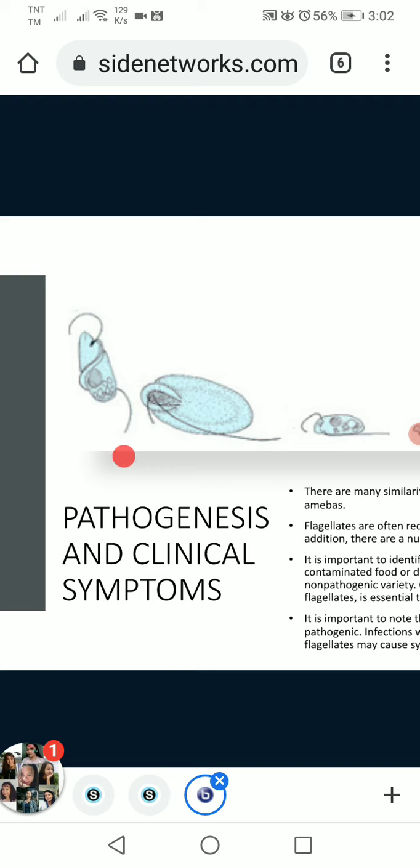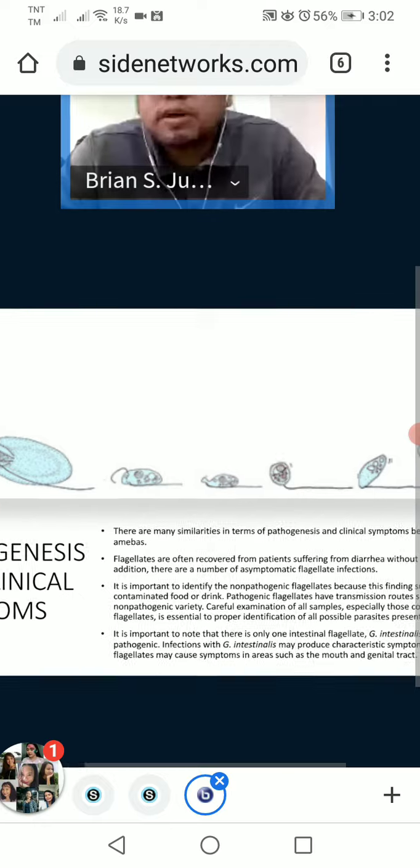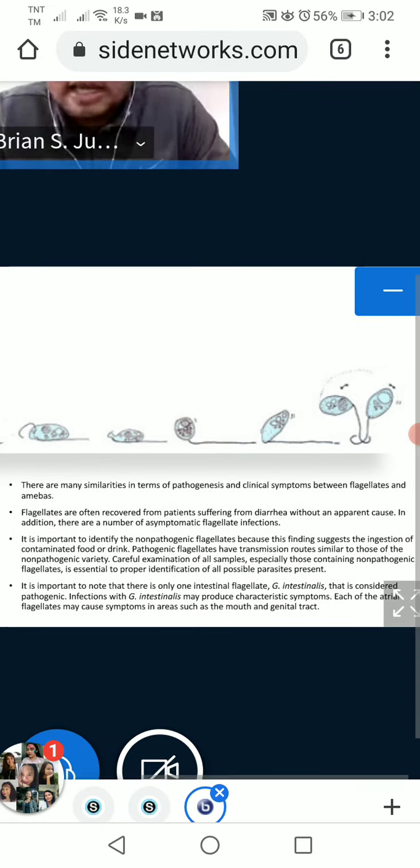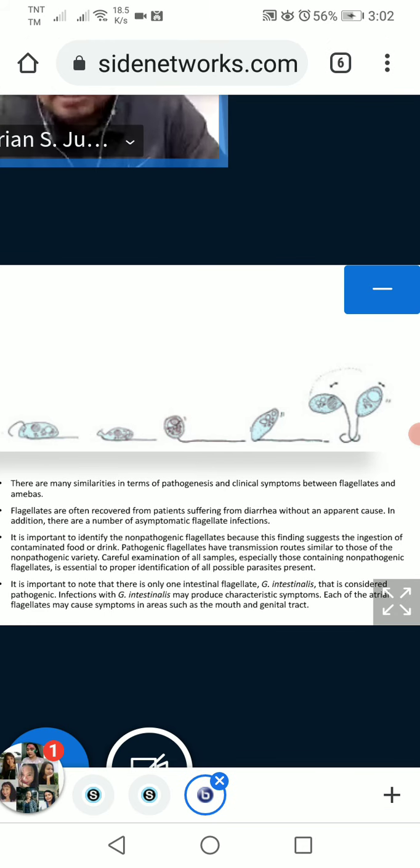Okay? So, pathogenesis and clinical symptoms. Pareho sila almost ng pathogenesis ng amoeba. The symptoms are always the same as amoeba because they also cause diarrhea. Okay, before, class, ang daming namamatay na patients of dehydration because of excessive defecation. Nawawalan sila ng tubig because of diarrhea.